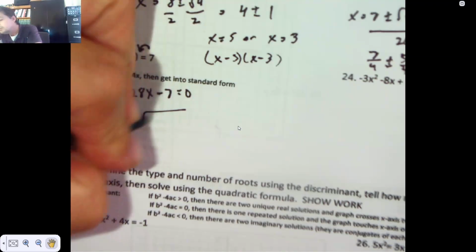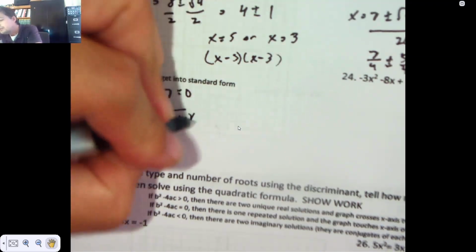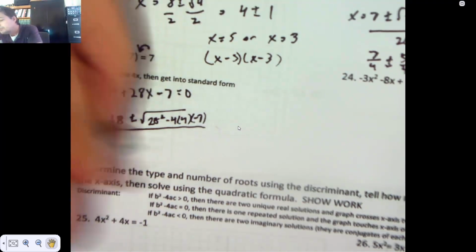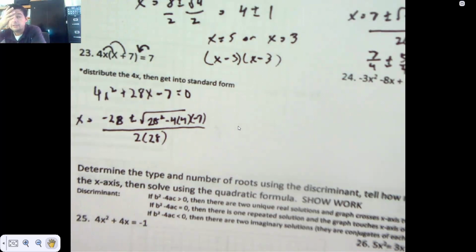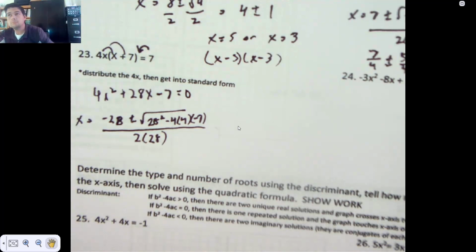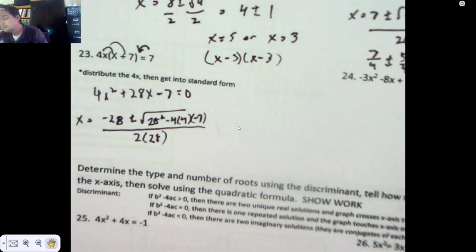So negative 28 plus or minus square root 28 squared minus 4 times 4 times a negative 7, sitting over twice a 28. I'd love to tell you I know what 28 squared is. I don't. I should, but I don't. I think I know what it is, but I don't want to be wrong. I was actually right. Cool. 784.